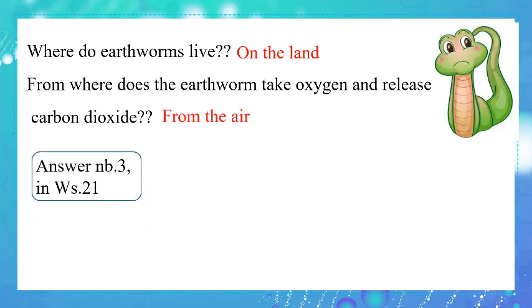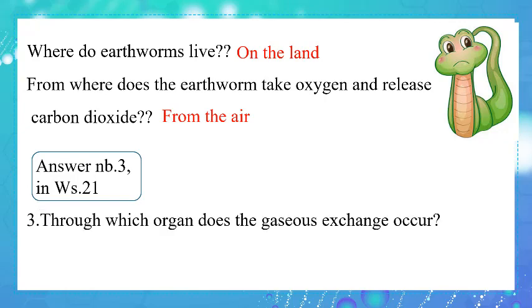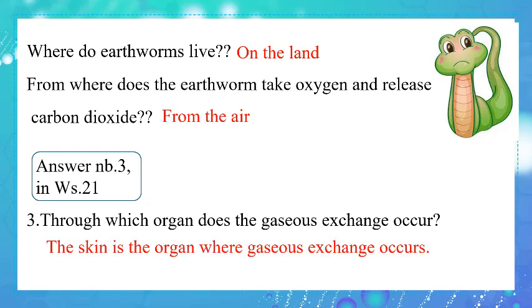Now please answer number 3 in worksheet 21. Through which organ does the gases exchange occur? What did we see in the video? Which organ will allow the oxygen to enter the body of the earthworm? And through which organ is carbon dioxide released to the air? It is the skin. As we saw in the video, the skin is the organ where the gaseous exchange occurs.